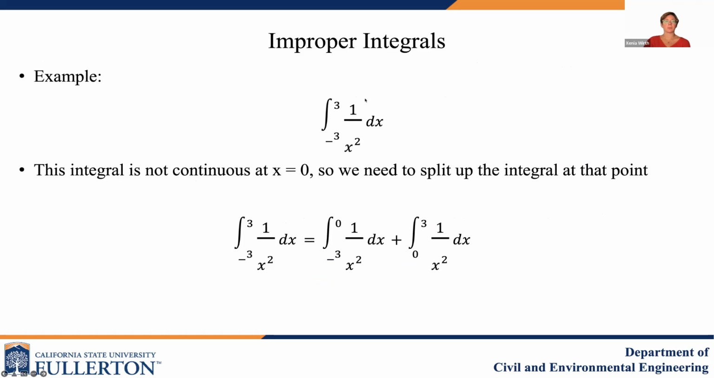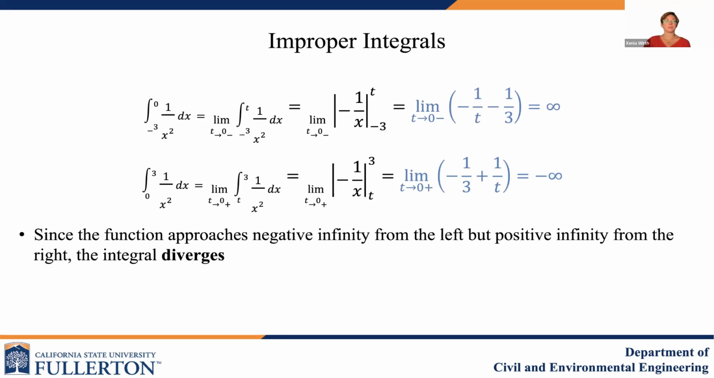So here's another example where the discontinuity is embedded in the integration limits. So I have the integral from -3 to 3 of 1 over x squared dx. This is not continuous at x is equal to 0. So we need to split up the integral at that point. So we have 2 integrals now, the integral from -3 to 0 of 1 over x squared dx, and the integral from 0 to 3 of 1 over x squared dx. So I evaluate both of those integrals.